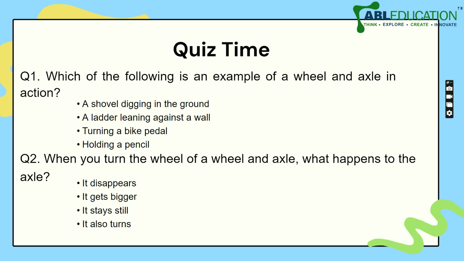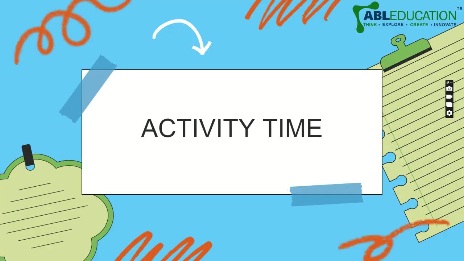So, quiz time. Which of the following is an example of a wheel and axle in action? A shovel digging in the ground, a ladder leaning against a wall, turning a bike pedal, holding a pencil. The second question is, when you turn the wheel of a wheel and axle, what happens to the axle? It disappears, it gets bigger, it stays still, it also turns. So let us know the answers for these questions in the comment box.